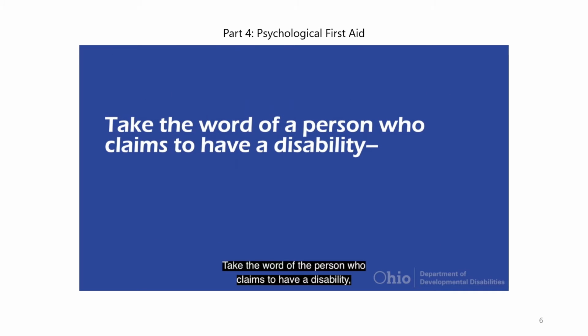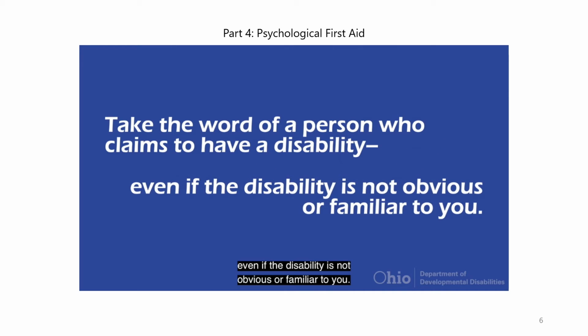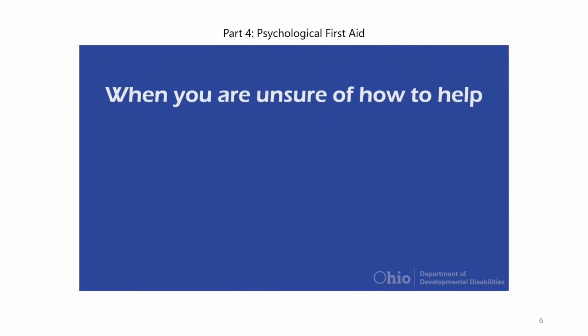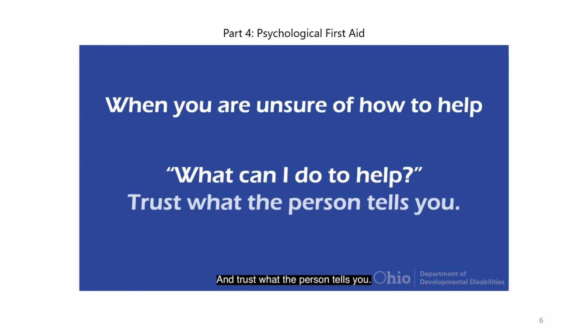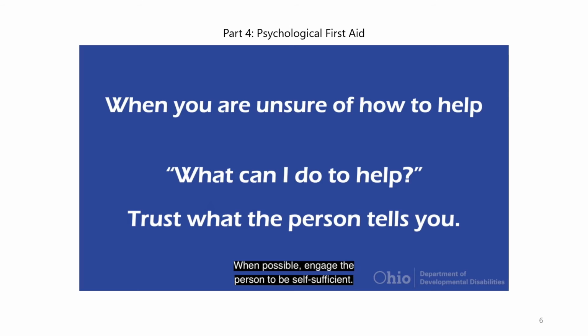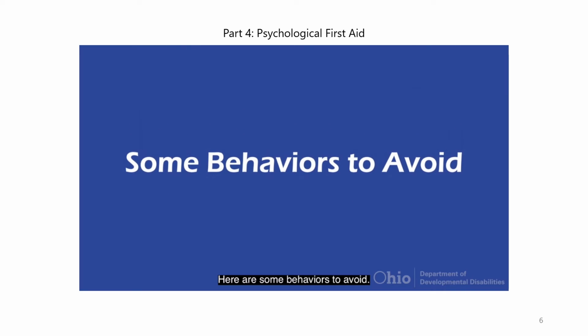Take the word of the person who claims to have a disability, even if the disability is not obvious or familiar to you. When you're unsure of how to help, ask, "What can I do to help?" and trust what the person tells you. When possible, engage the person to be self-sufficient. Here are some behaviors to avoid.